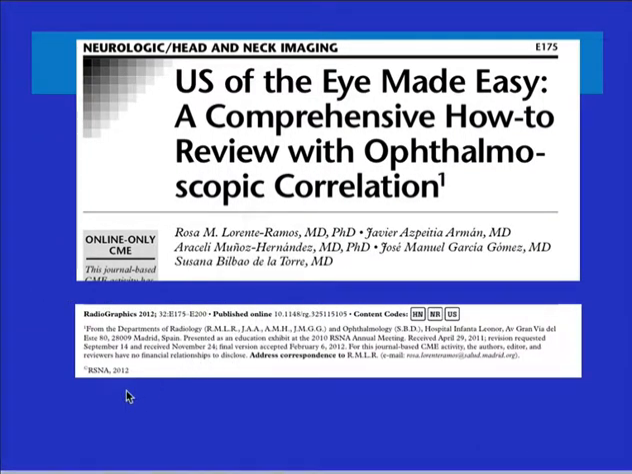This is a really good article called Ultrasound of the Eye Made Easy, a comprehensive how-to. It's about 15-20 pages long, has some really good images, and is probably one of the most comprehensive papers I've seen on this topic.